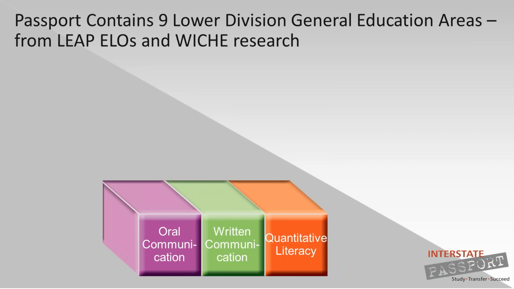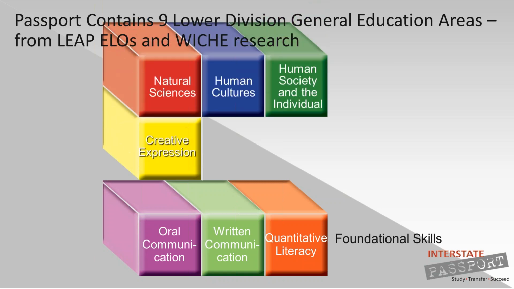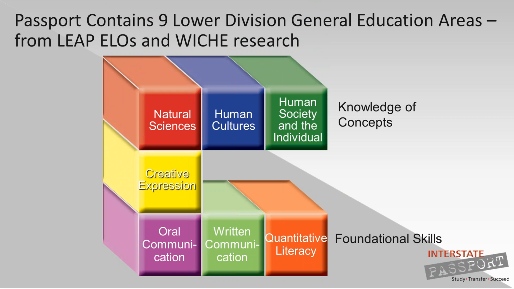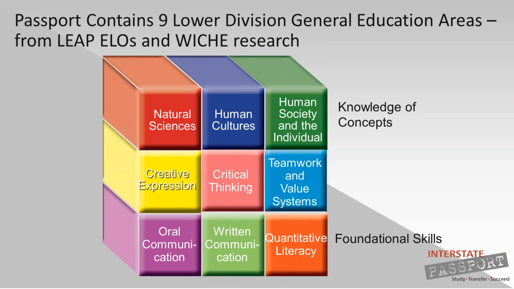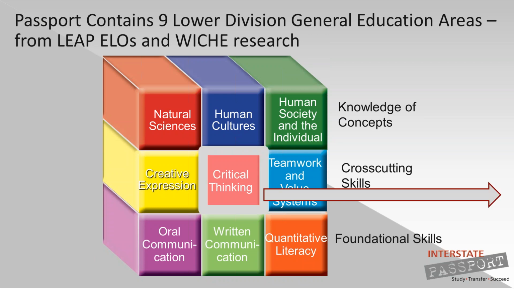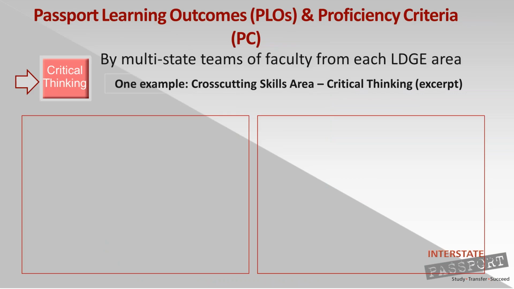These are derived from the LEAP essential learning outcomes and from research by WICHE into the general education areas that predominate in the WICHE states. There are 3 areas of foundational skills of oral communication, written communication, and quantitative literacy. There are also 4 areas that cover some knowledge of concepts in creative expression, natural science, human cultures, and human society and the individual. And in addition, the final 2 areas, which are cross-cutting skills in critical thinking and teamwork and value systems. In each of these areas, faculty have come together from a number of states and established passport learning outcomes and proficiency criteria.